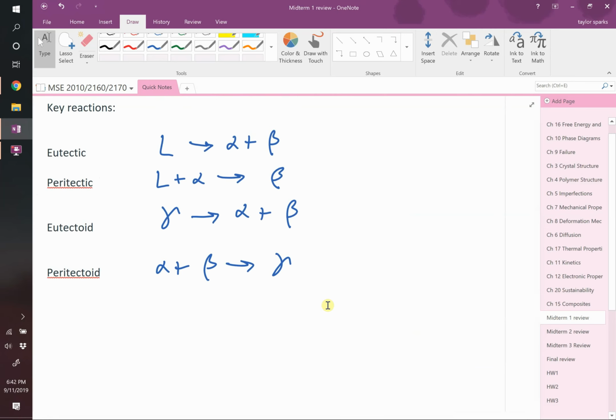Did you write all of those in terms of cooling? Those are always in terms of cooling. That's how they're defined. Otherwise, these two are the same thing. Eutectoid and peritectoid are the same thing if you didn't take into account cooling.